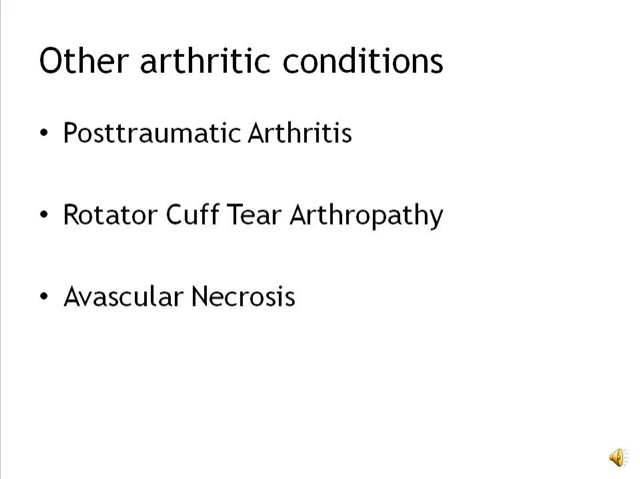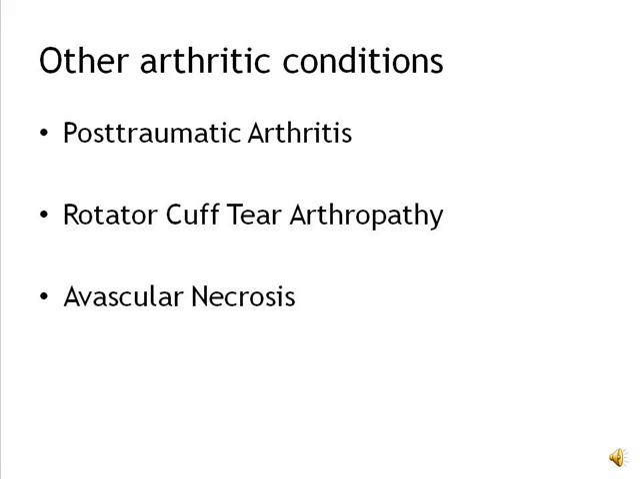And let's move on to the three last arthritic conditions that you can find in the shoulder. So I'm just briefly going to talk about these three conditions. The first one is post-traumatic arthritis. Post-traumatic arthritis is a form of osteoarthritis that develops after an injury, such as a fracture or dislocation of the shoulder.